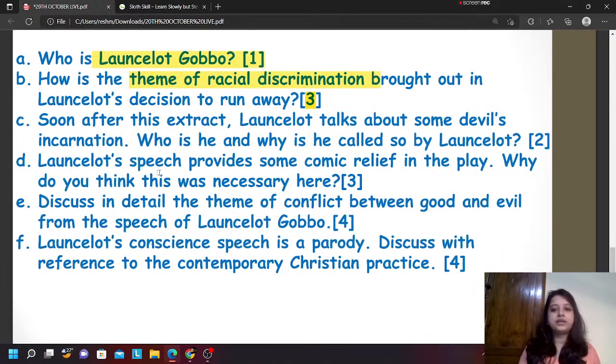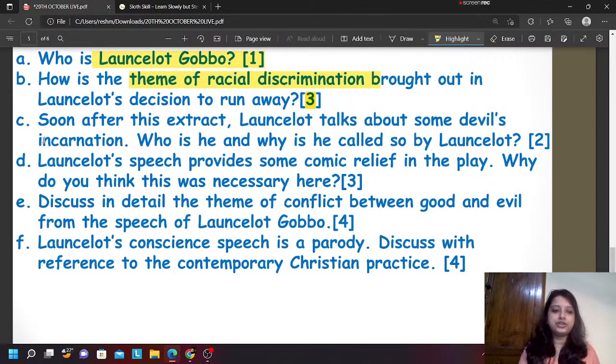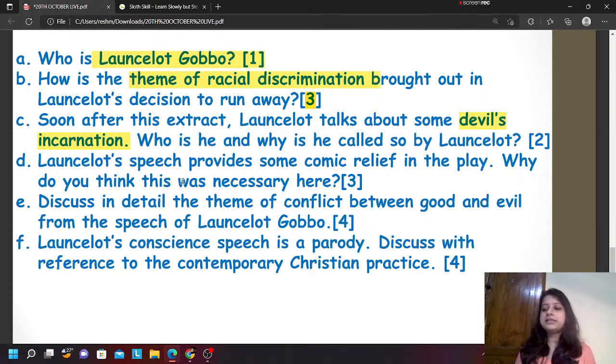Soon after this extract, Lancelot talks about some devil's incarnation. He speaks of some devil and its incarnation. What is incarnation? Incarnation means embodiment. So who is he and why is he called so by Lancelot? You are not asked any question in the first line. Second line, what is the question? Who is he? Who is this devil's incarnation? Tell me. This is easy. Who is called the devil over here? Or who is the devil personified here?